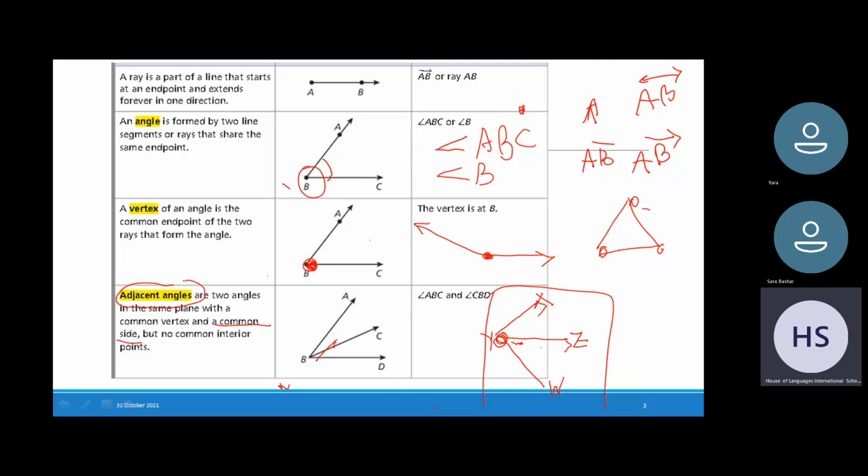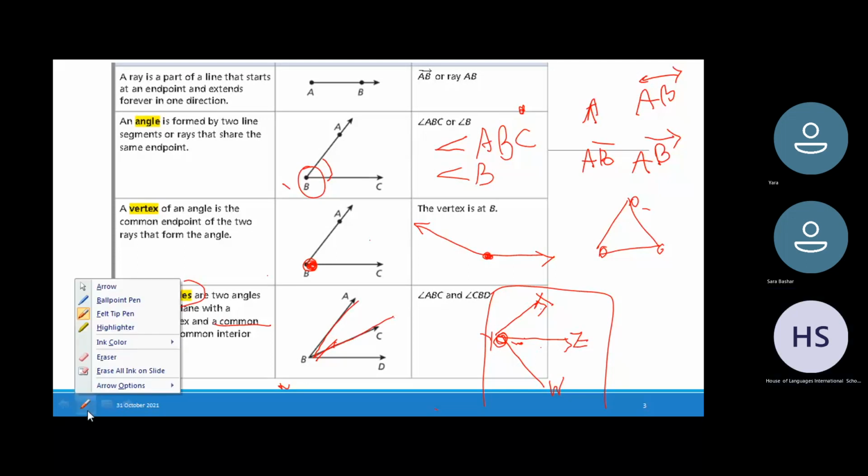Like A, B, C, and C, B, D. Later on, I will tell you how you will use the adjacent angles. So teacher, we cannot say, like in the example for angle, we cannot say A, B and C, B. A, B is not an angle. You have to say three letters. Adjacent angles like A, B, C. This is an angle. Okay?